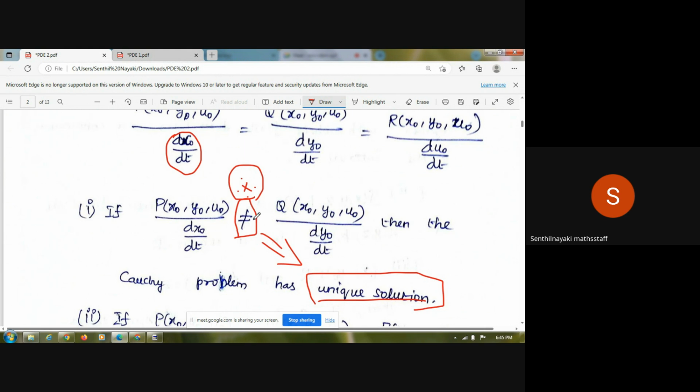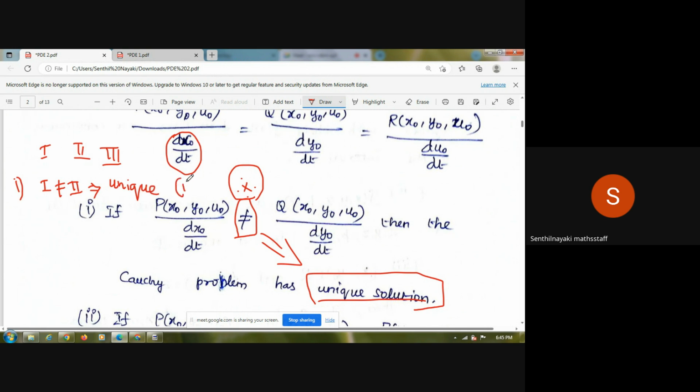Suppose these two ratios are equal. Consider the first ratio is 1, the second ratio is 2, the third ratio is 3. Here I am briefly explaining and concluding. In the first case, if the first ratio is not equal to the second ratio, then we can say that it has a unique solution. Unique solution means what is the meaning?